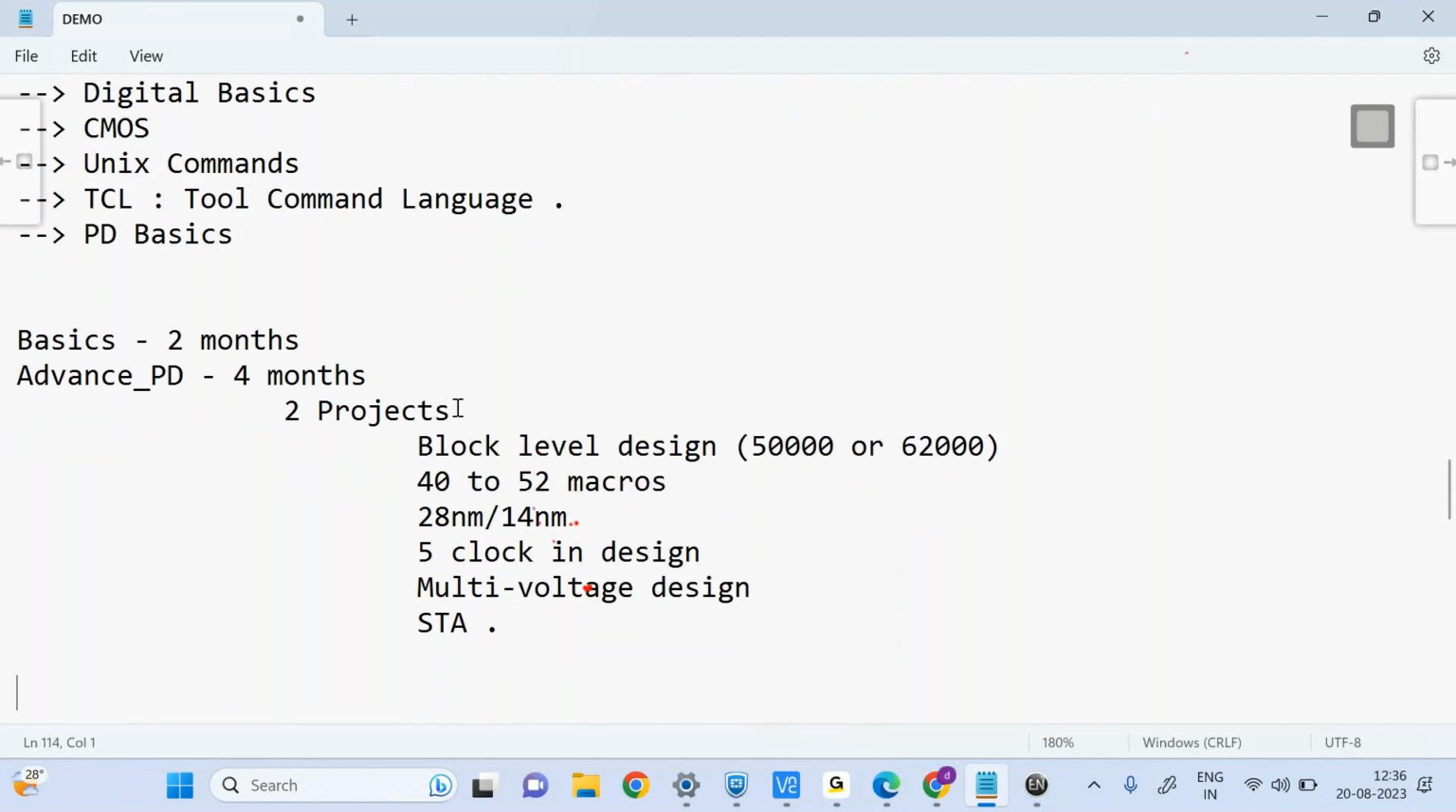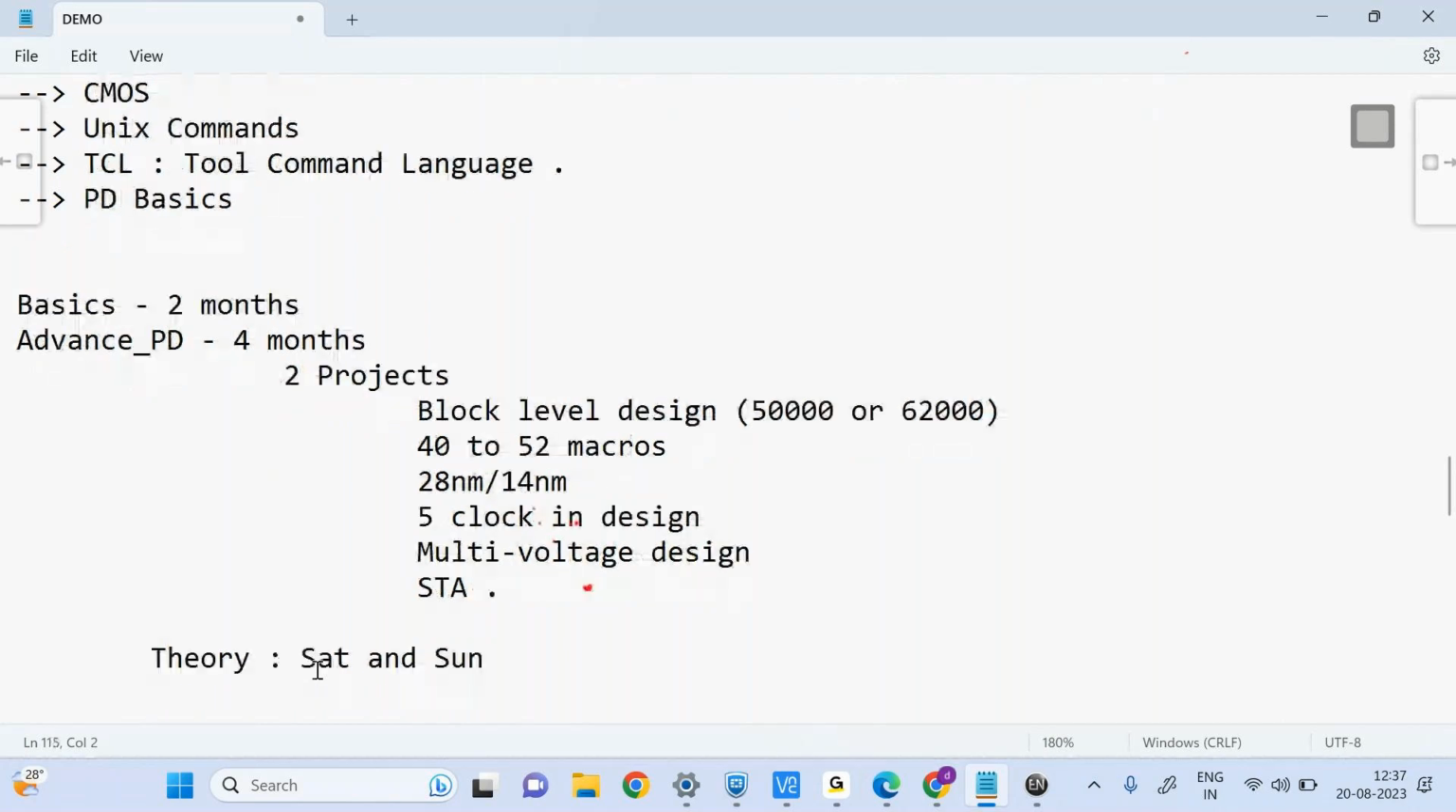Basics is done every day. When we come to the advanced part, in this 4 months of training, the advanced part has theory and lab. Basics is the same, every day 3 hours of training. For the advanced part, you have theory on Saturday and Sunday, and you have lab, which means working on the tool, from Monday to Thursday.